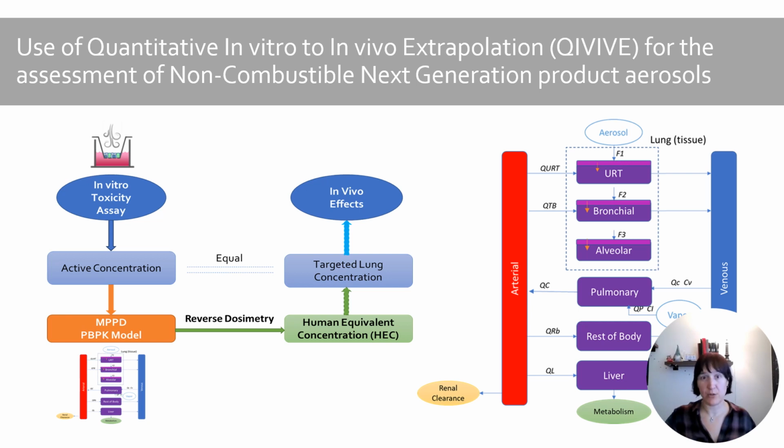Finally, we estimated the human equivalent concentration and predicted blood concentration based on the minimum effective concentration derived after acute exposure of BEAS-2B cells to cigarette smoke or heated tobacco product aerosol at the air-liquid interface. This publication will be released hopefully soon. It's under revision right now.